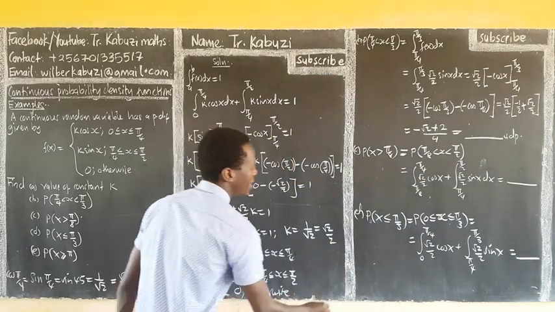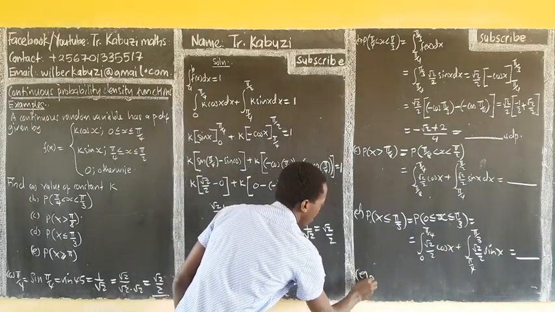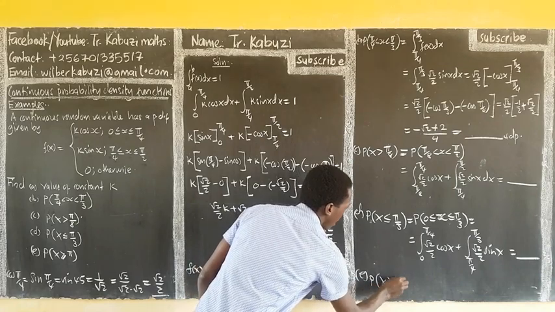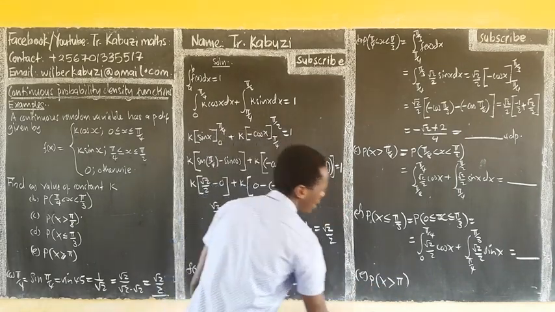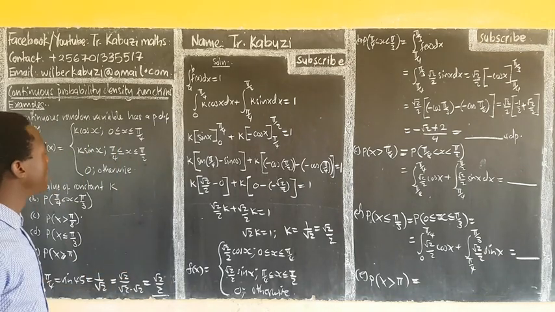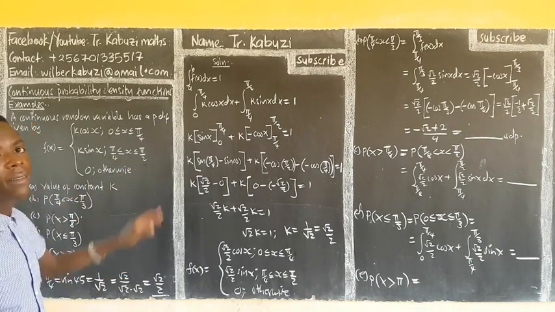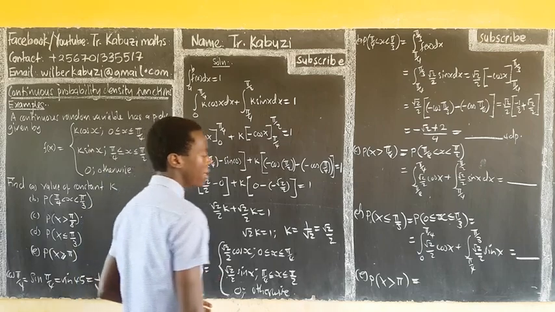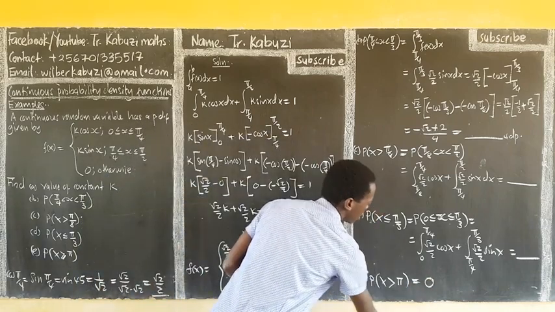Now, part E is the easiest. Probability of x greater than pi. Now, pi is about 3.14. So, 3.14 is out of this range. So, the answer is very easy. It's going to be 0.